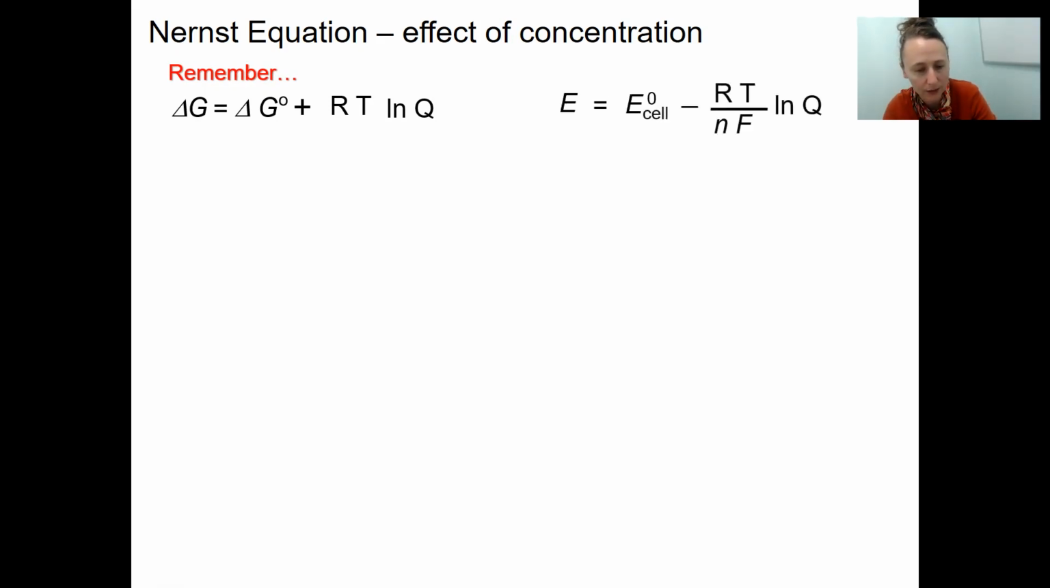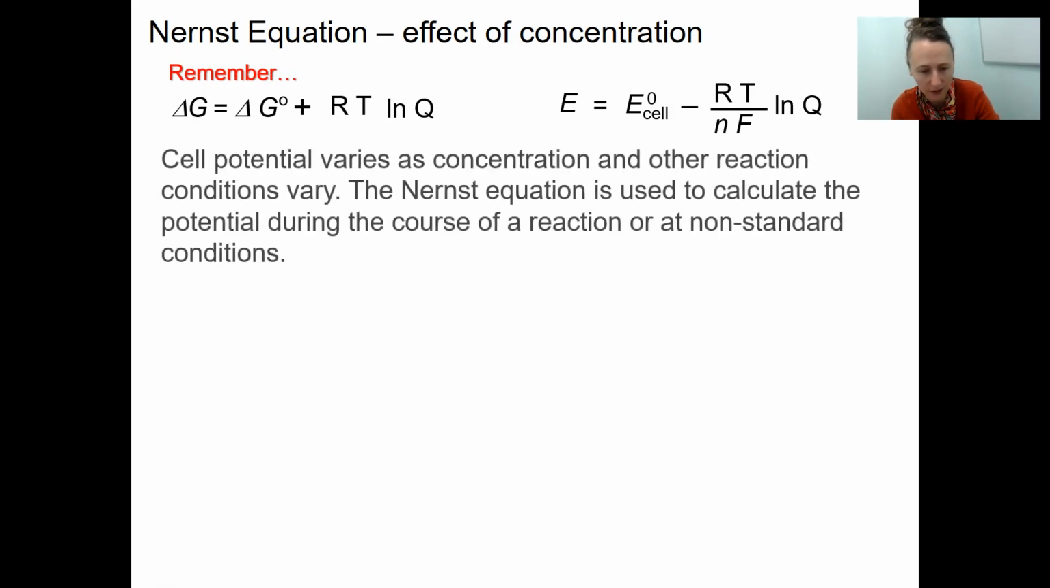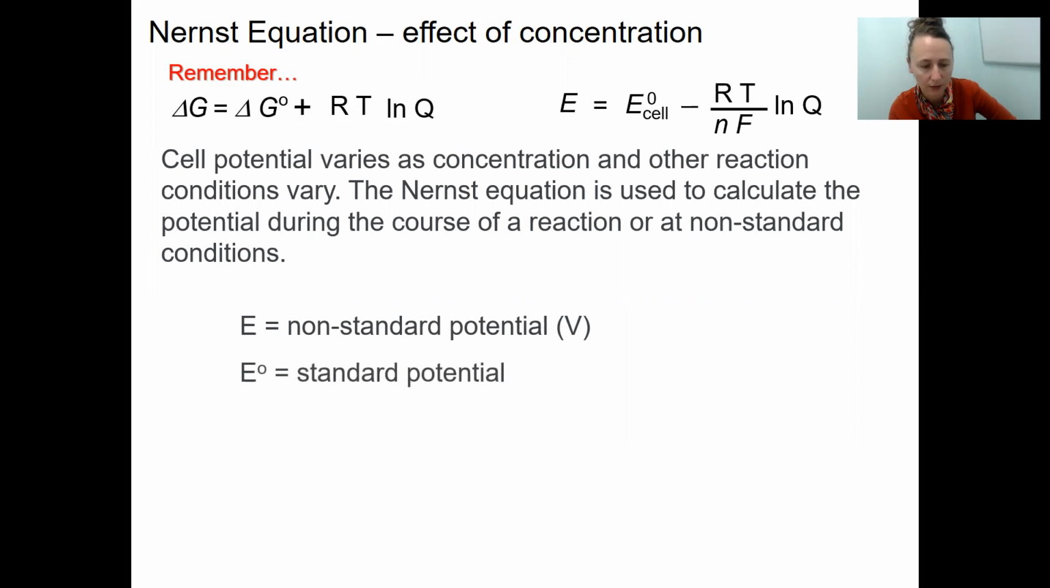Well, we have a similar equation for potential. The potential is related to the standard cell potential minus RT over NF times the natural log of Q. So the cell potential will vary as the concentration of the reaction varies, or as other conditions vary away from standard conditions. All right, so E is the non-standard potential in volts, where E0 is still the standard potential.